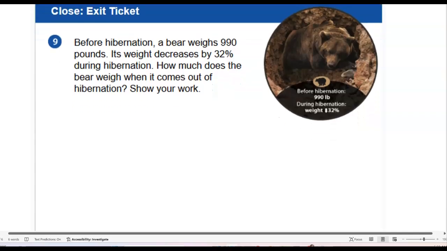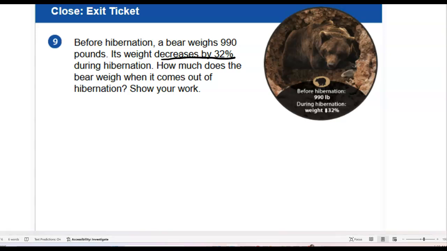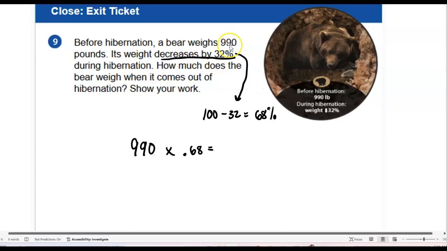All right. So for your exit ticket, before hibernation, a bear weighs 990 pounds. The weight decreases by 32% during hibernation. So how much does the bear weigh when it comes out? It didn't ask you for how much it lost, but how much it weighs in total. So the bear going into hibernation weighed 100% of its weight, but then lost 32% of it. So therefore, the bear is going to have 68% of its weight left. So you're talking about figuring out what 990 times, again, 68% as a decimal, 0.68, is in order to figure out the bear's weight. Make sure you hit submit.